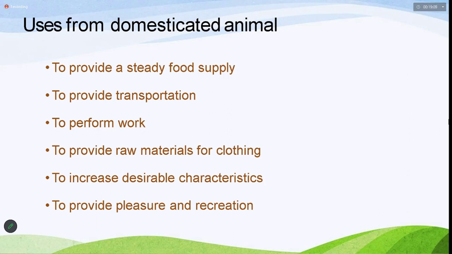To perform work. What is the work they are doing? Especially, we are using these livestock animals for farming. Okay, farming activities. At the moment, no, but in some countries still yes. Okay. To provide the raw materials for clothing. Okay. Then to increase the desirable characteristics and provide pleasure and recreation.